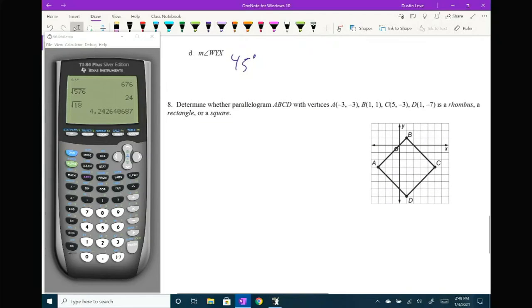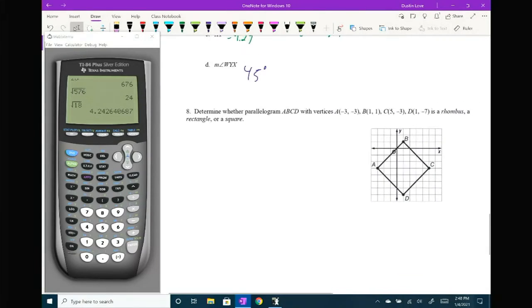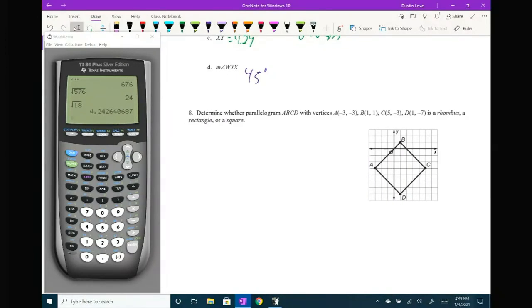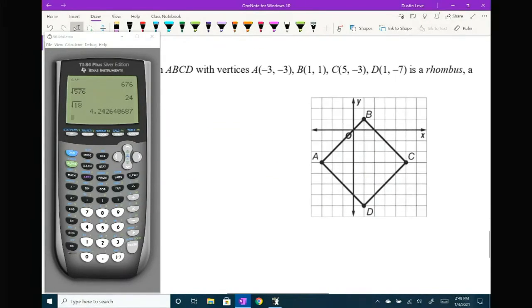Okay, number 8, determine whether or not it's a rhombus, rectangle, or square. Okay, first thing I'm going to do here is calculate all of the slopes, and the slopes are actually going to give me some information about the side lengths, and I'll show you what that means here in a minute. Okay, so I'm going to do my rise and my run for BC. My rise is 1, 2, 3, 4, and my run is 1, 2, 3, 4. So my slope is negative 4 over 4, which is negative 1.